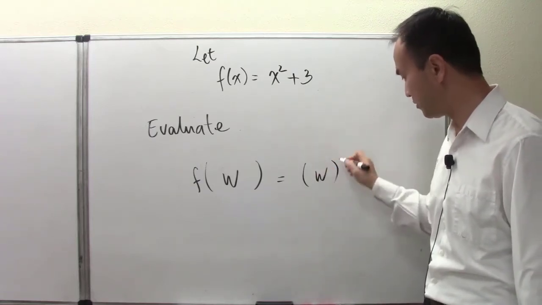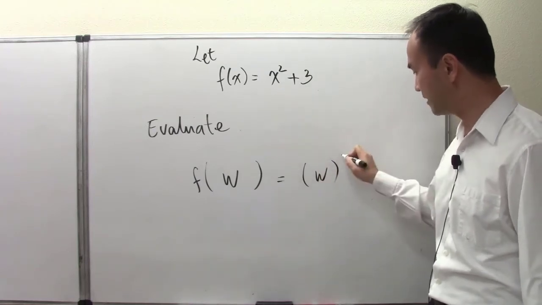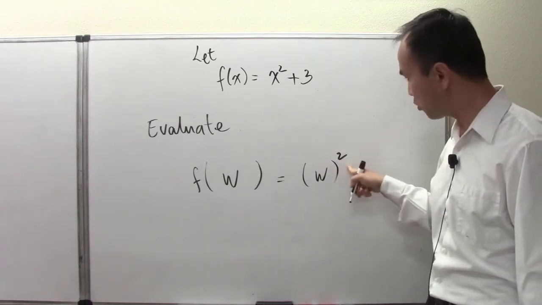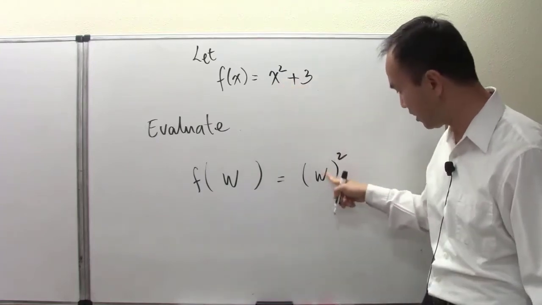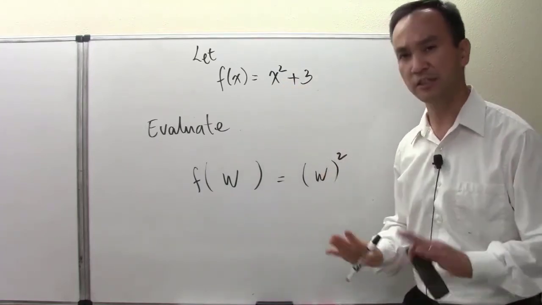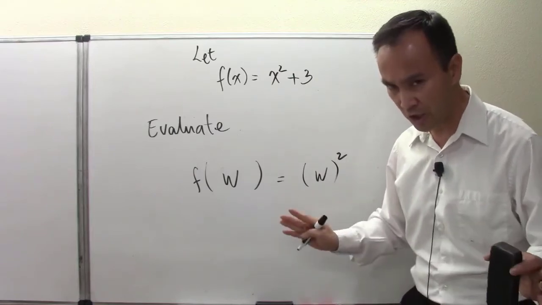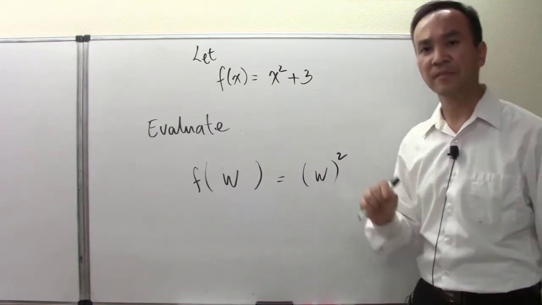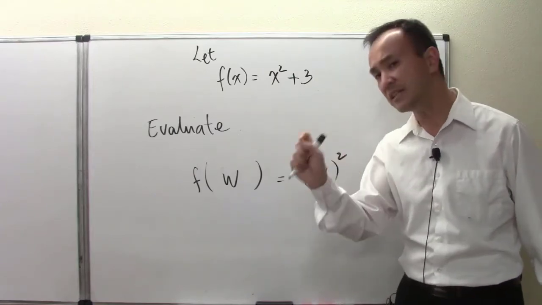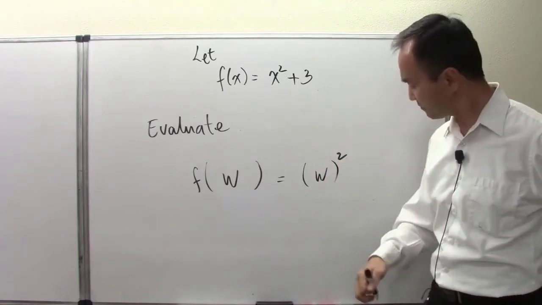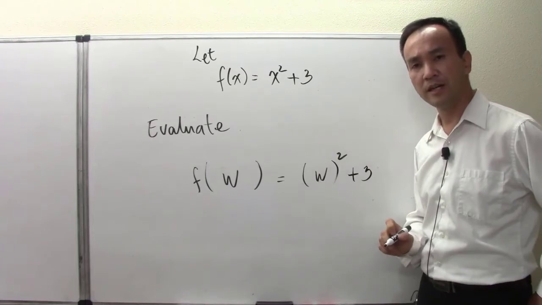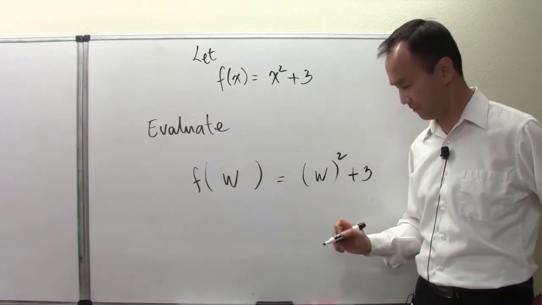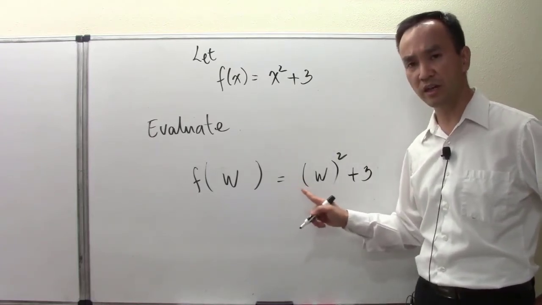So w, this is the input substituted for x, all squared. So we have the square because the rule said so. The rule said that we square the input. The input now is the entire w. It's not a 1, it's not a 2, it's not a negative 5, it's just some variable, some other variable. Plus 3. And so now in this situation, we are no longer working with a numerical input.